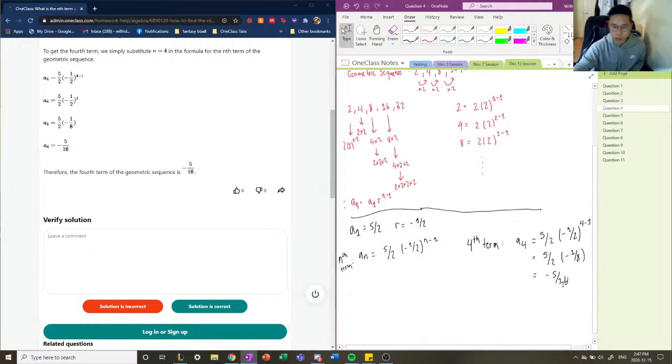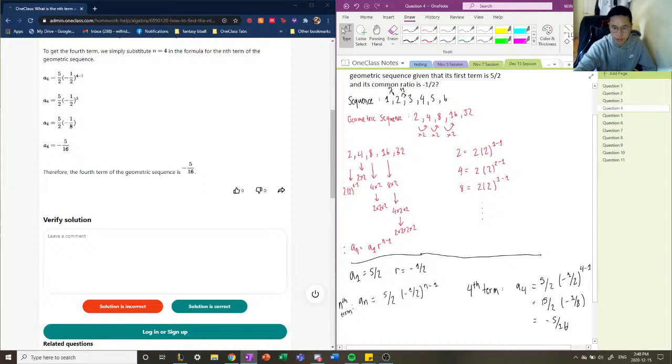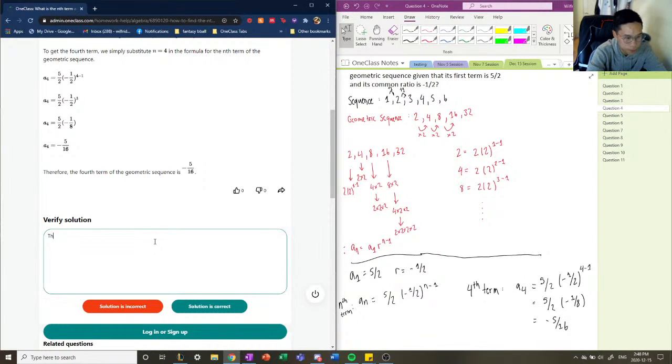All right, cool. So that's how you would be able to calculate the nth term and the fourth term of a geometric sequence. First of all, we stated what a geometric sequence is, which is a sequence of numbers that follows a pattern of multiplying by a common ratio. In this case, our common ratio was negative half. By doing so, we were able to use the pattern of a geometric sequence to find its general formula, and through the general formula, we're able to find the nth term and the fourth term. So this solution is correct. Good job.